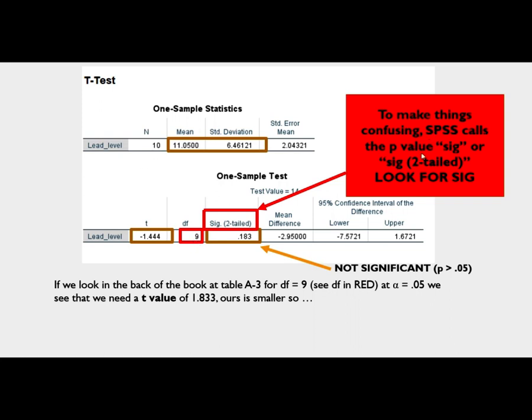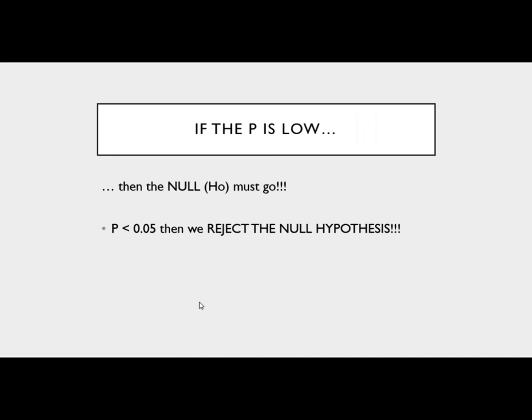To make things confusing, SPSS likes to call the p-value sig, or in this case, sig two-tailed. Just look for the word sig, okay? And we see that it's 0.183. It is not significant because it's bigger than 0.05. If we look back at the book in table A3 for degrees of freedom 9 and alpha 0.05, we see that we need a t-value bigger than or less than 1.8, and this was only negative 1.4. So it's smaller, so we do not reject the null.